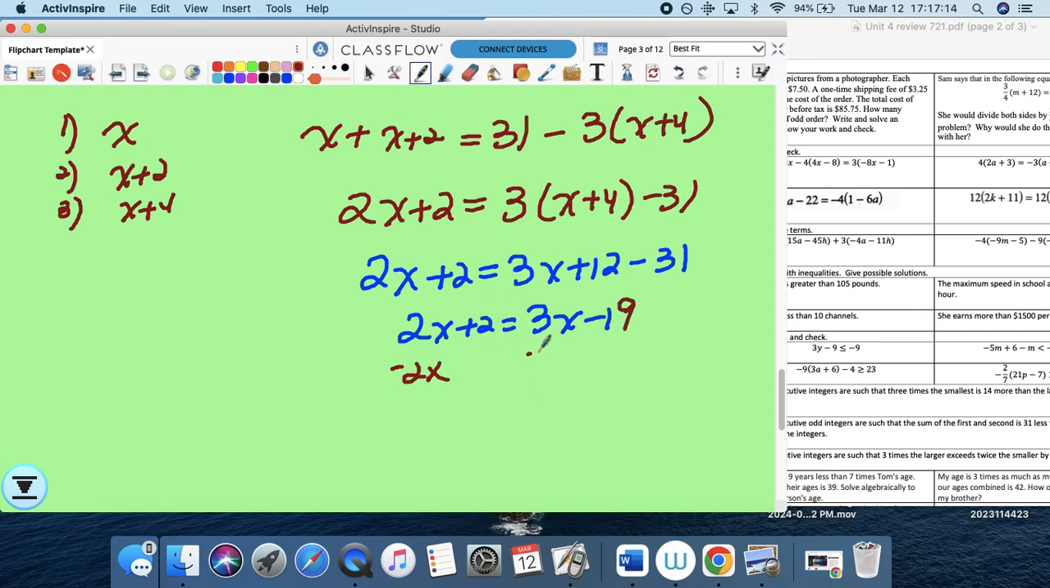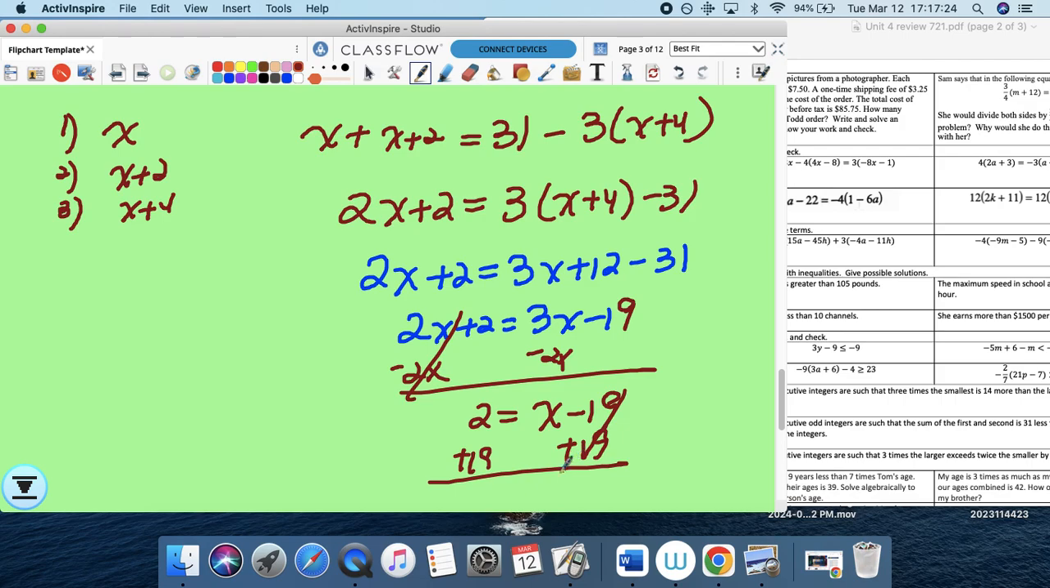Minus 2x, minus 2x. That goes away. 2 comes down. 3 minus 2x is x. Minus 19. We're going to do plus 19 on both sides. And that goes away. X equals 21. So my first odd number is 21. My second is 23. And my third one is 25. Okay.